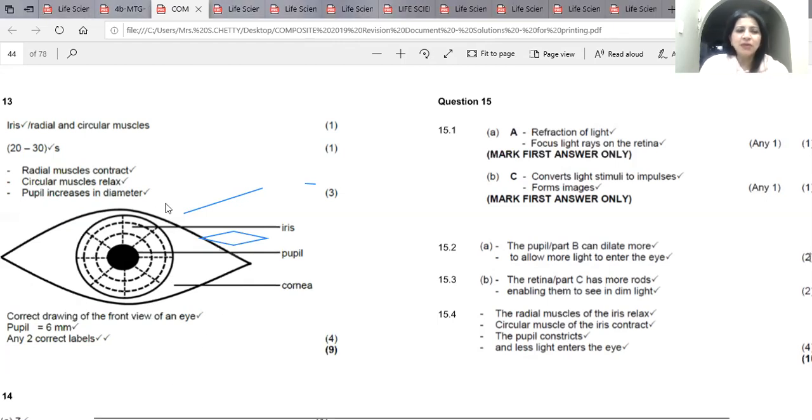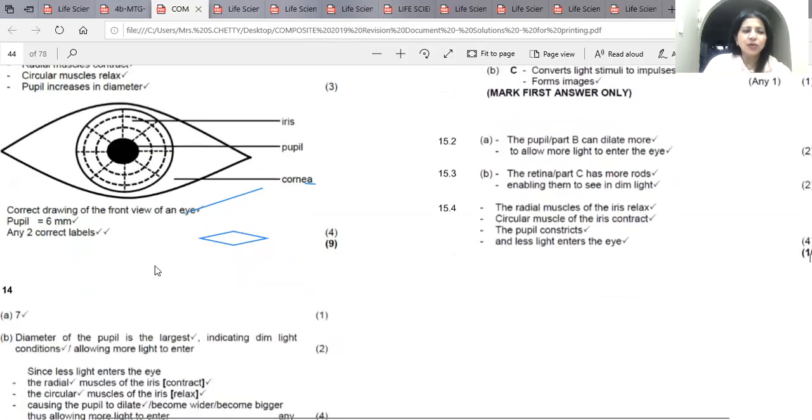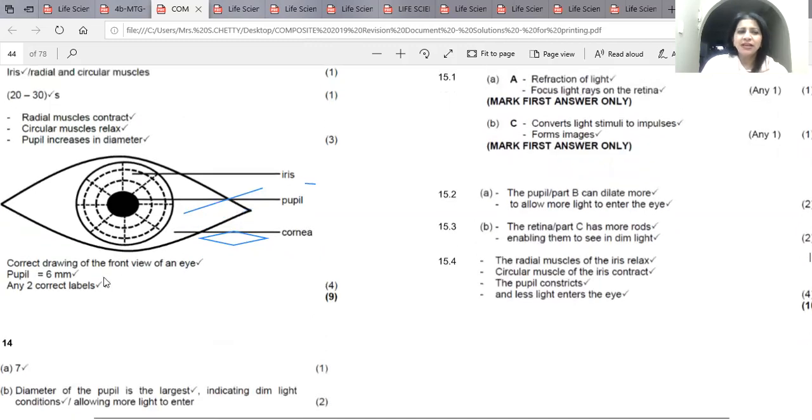And please bear in mind, here there is no caption, but don't hesitate to put in a caption. All right. Here they gave you any 2 correct labels. Your pupil must be 6 millimeters and you must show the front view of the eye. With that, my darlings, that's looking at the eye for you.